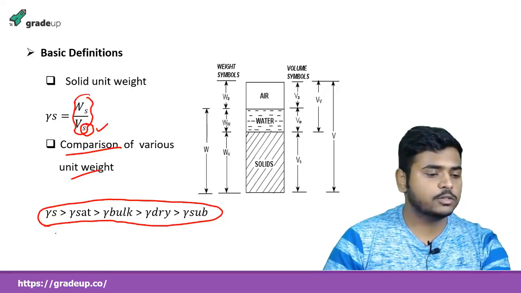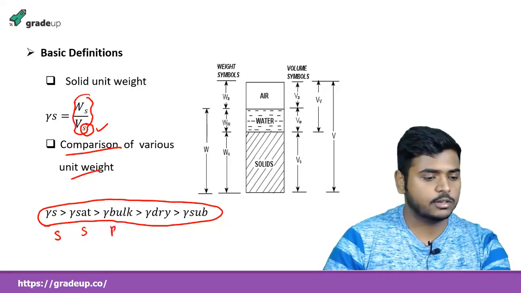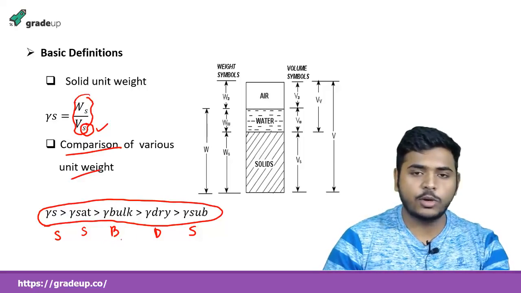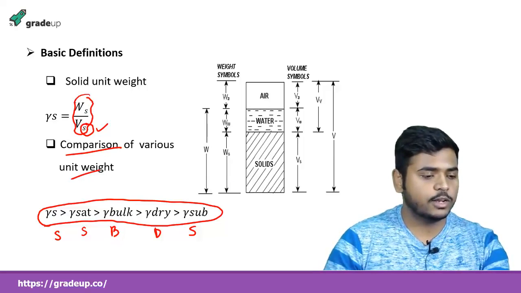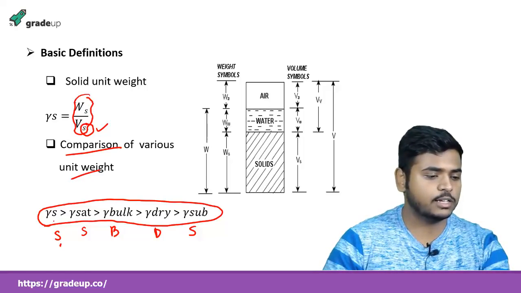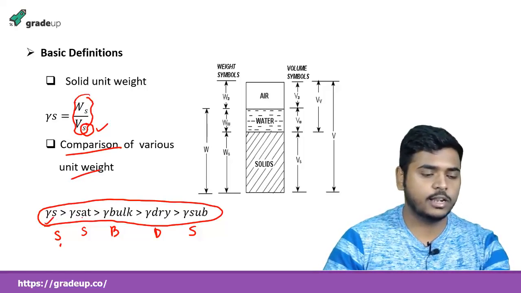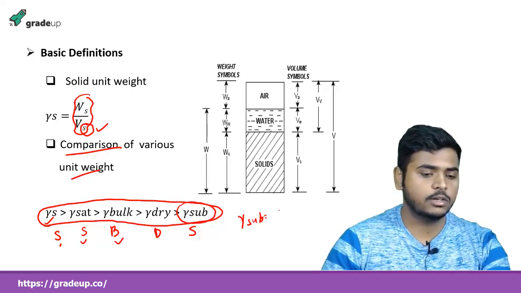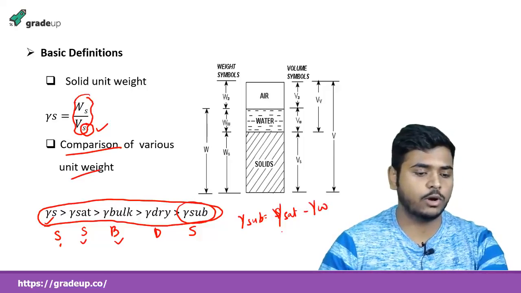We can also remember this by using various mnemonic techniques. For example, SSBDS. We know SSB is conducted in the army, so we can learn this mnemonic as SSB Dega Subedar. So the first S stands for solid unit weight, that is the largest. The second S stands for saturated unit weight, B stands for bulk unit weight, D stands for dry, and S for submerged. Gamma submerged is the least, and gamma submerged is gamma saturated minus gamma W, that is unit weight of water.